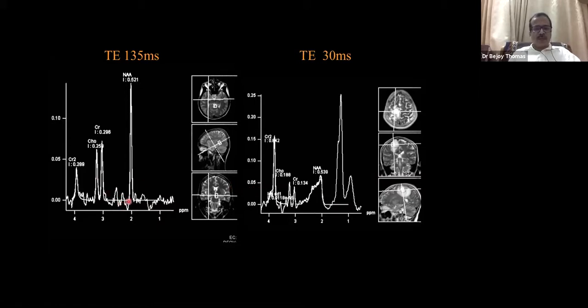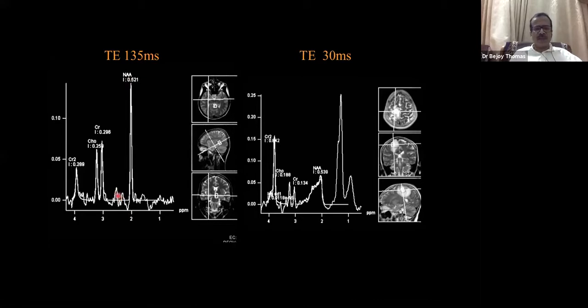So we see that at 2 ppm or 2.02 ppm, the largest peak now in an adult brain, or a child who is more than 2.5 years, is the NAA or N-acetyl aspartate peak. Actually, you are looking at the methyl group of the N-acetyl group of this particular compound.